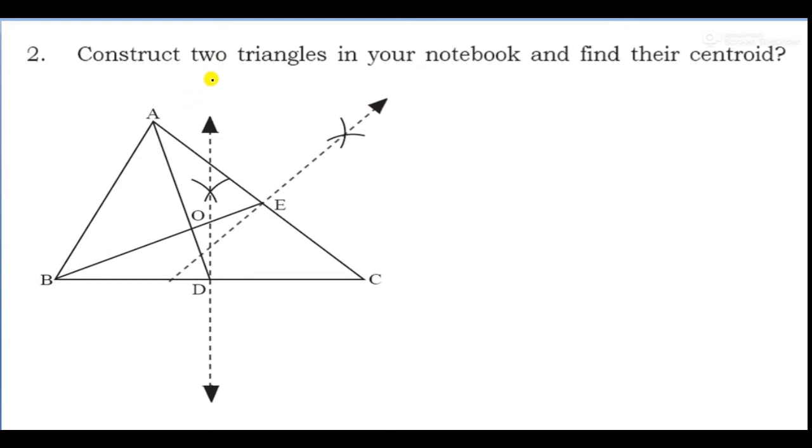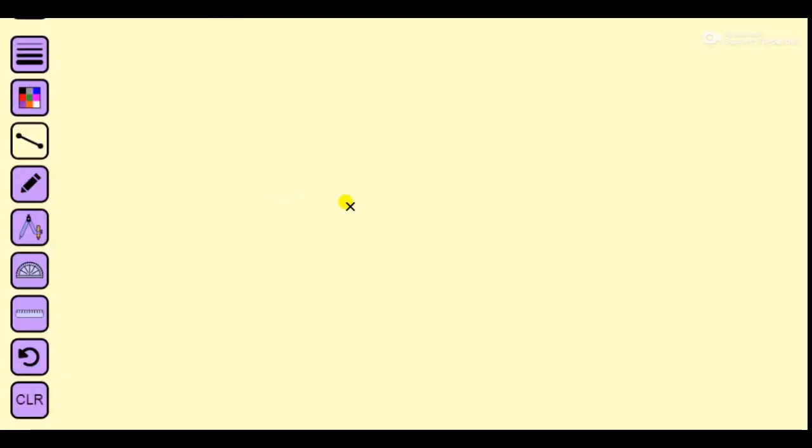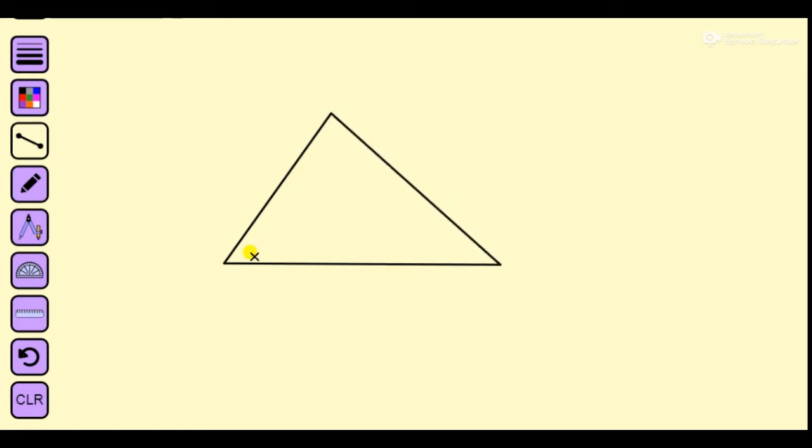Now come to the question: construct 2 triangles in your notebook and find their centroid. How can we find the centroid? Let us see in the video. First of all, make a triangle like this. It is very simple. Draw one line, now the second line like this, and now the third line from here. So it becomes triangle ABC, with points A, B and C.